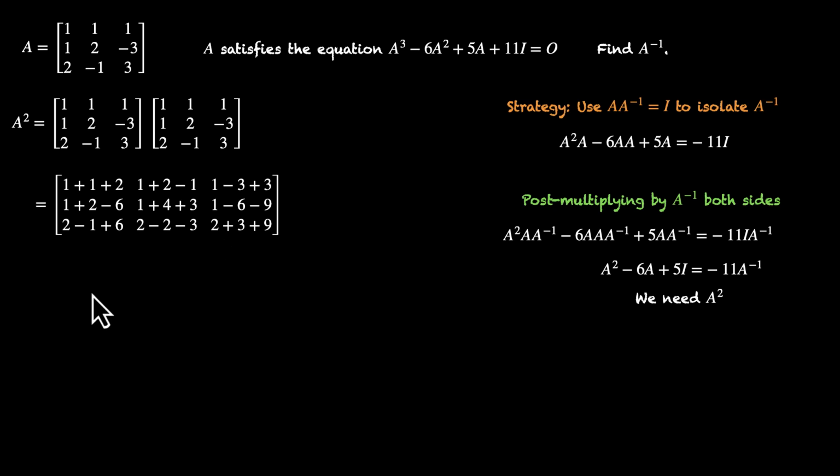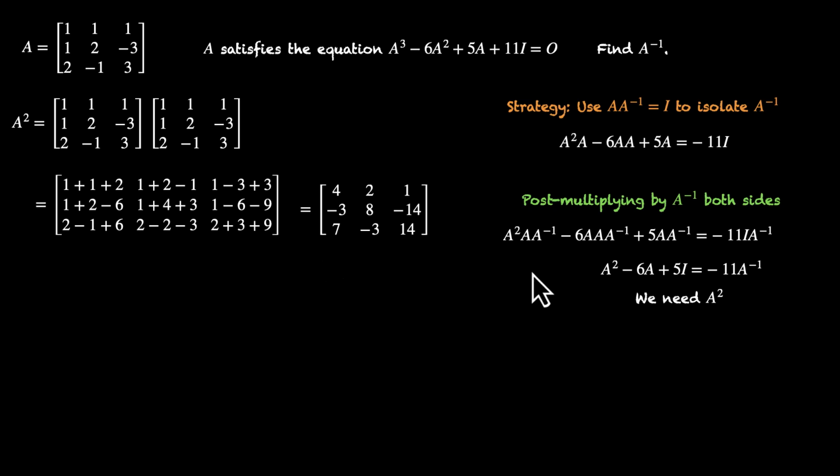So if we simplify, we have 1 plus 1 plus 2, that's 4. This is 3 minus 1, 2. This is 4 minus 3, 1. This is 3 minus 6, minus 3. This is 8. This is 9 and 6, 15, minus 1, 14. So that's minus 14. This is 8 minus 1, 7. This is minus 3. This is 5 and 9, 14. All right. So this is how we get A square.